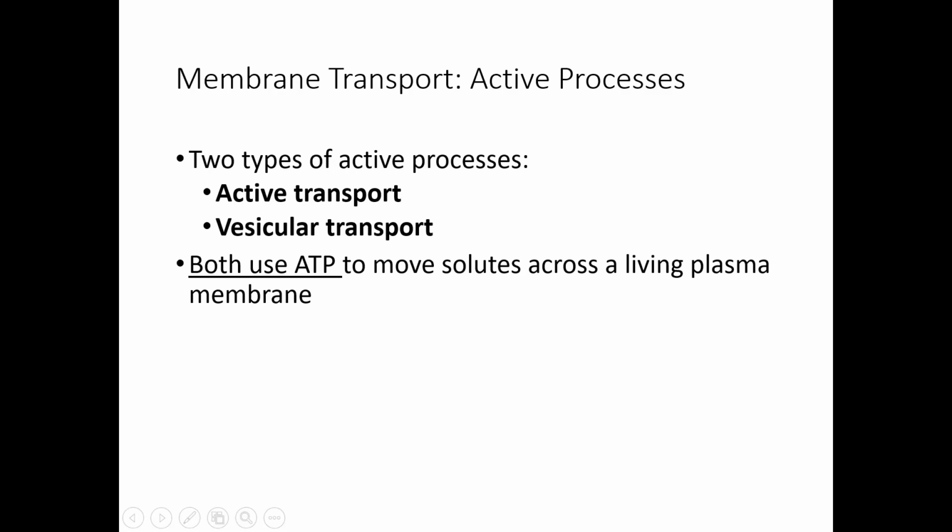Now we will talk about active processes. So there are 2 types of active processes, or movement of substances across the cell membrane using ATP energy. There is active transport itself and vesicular transport.